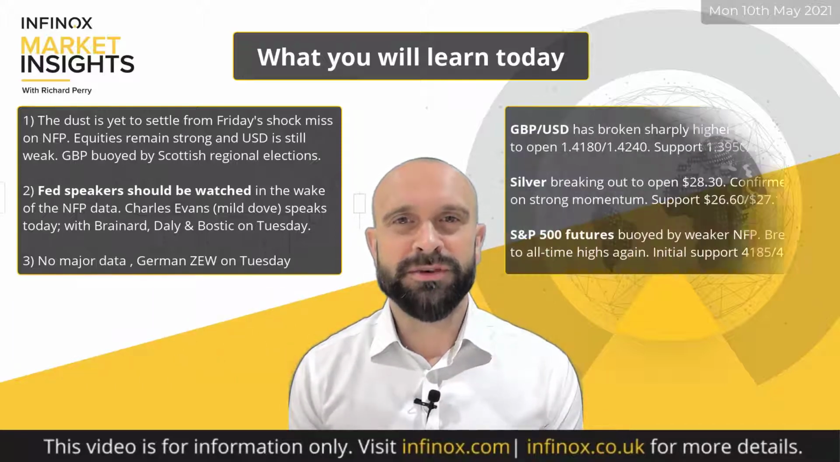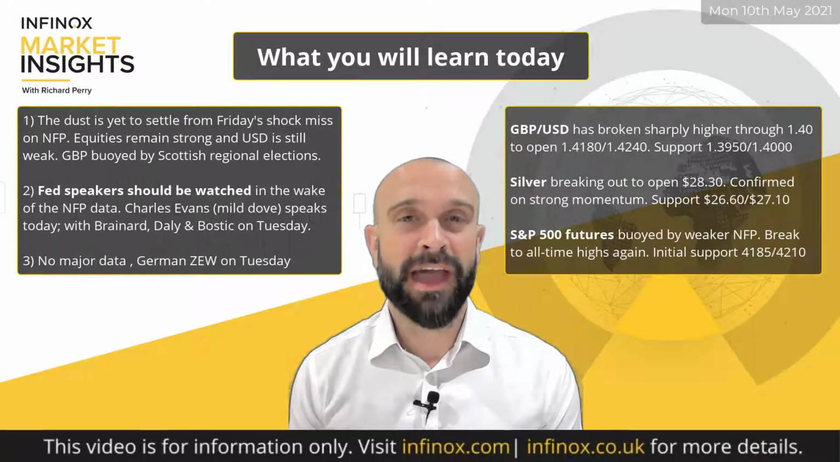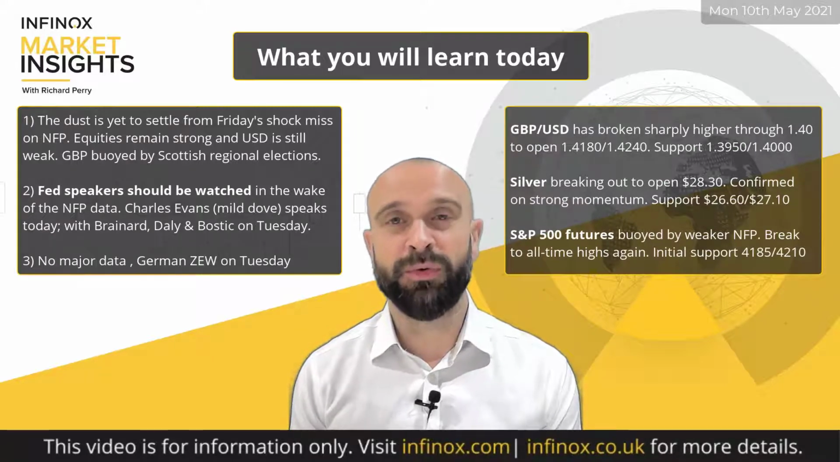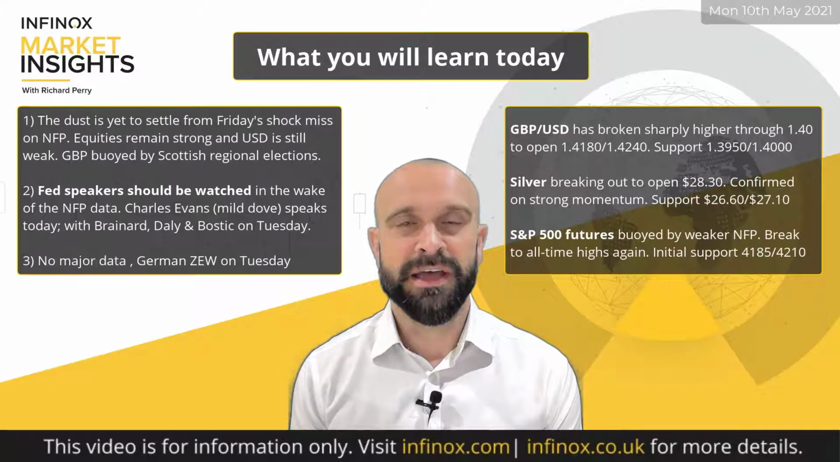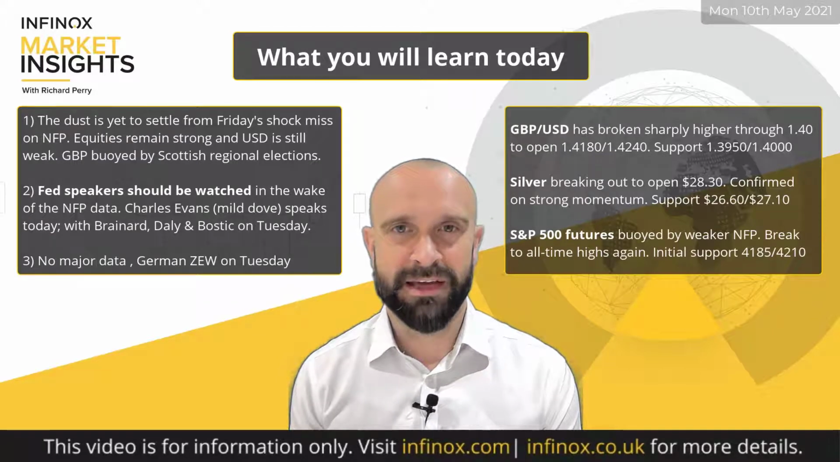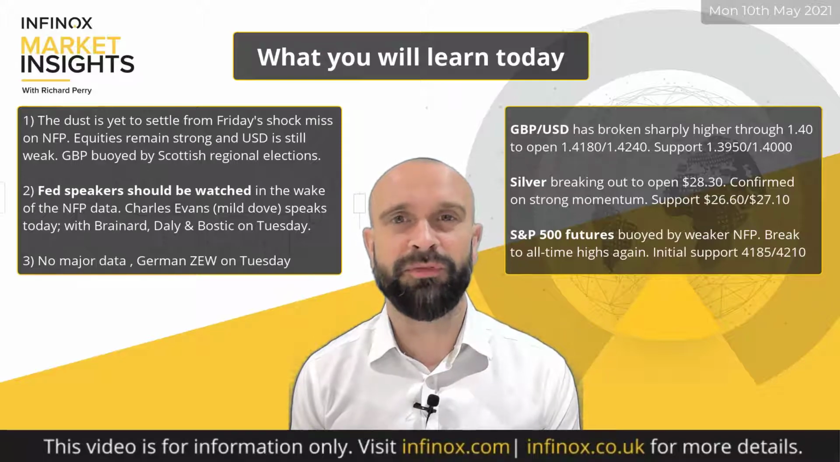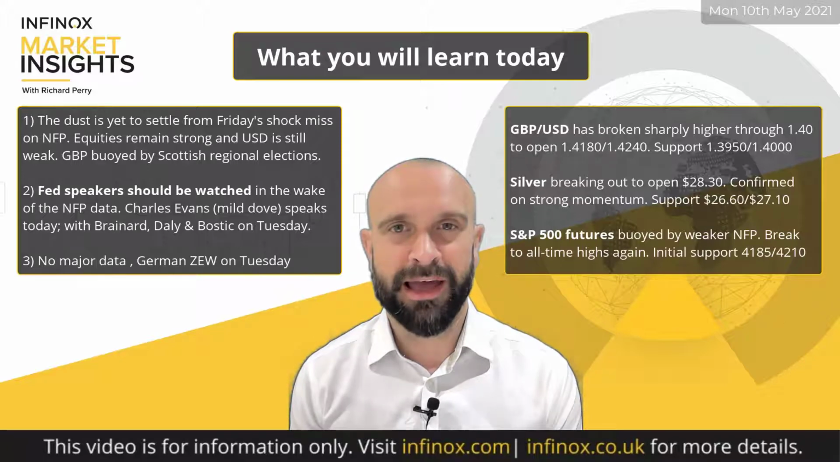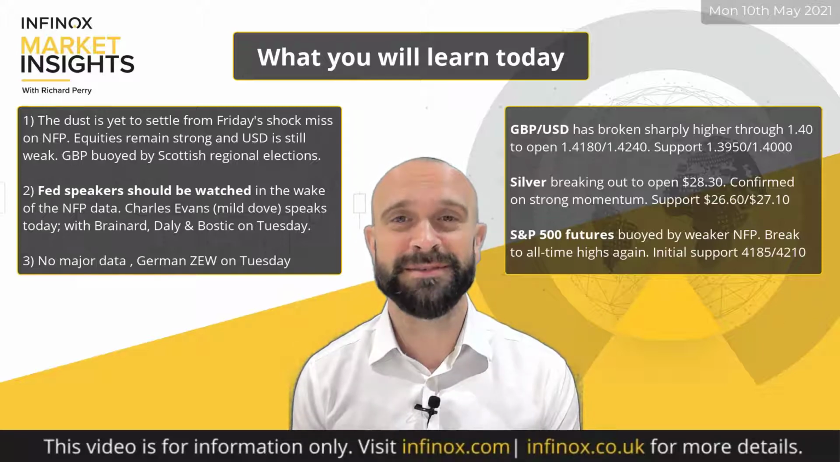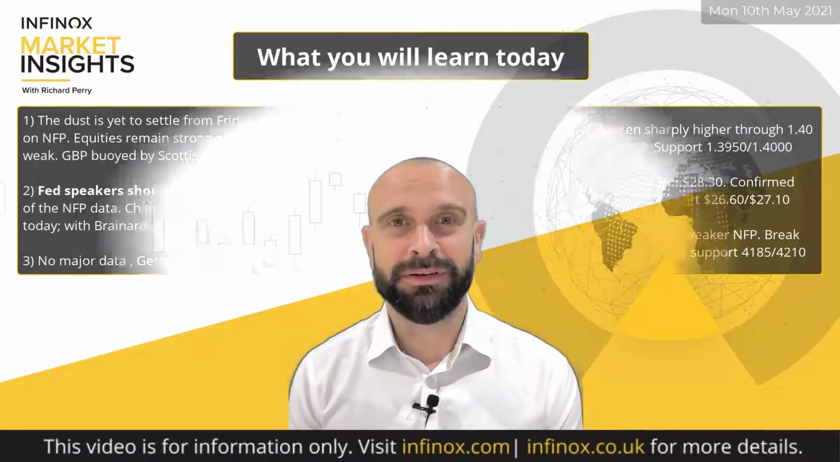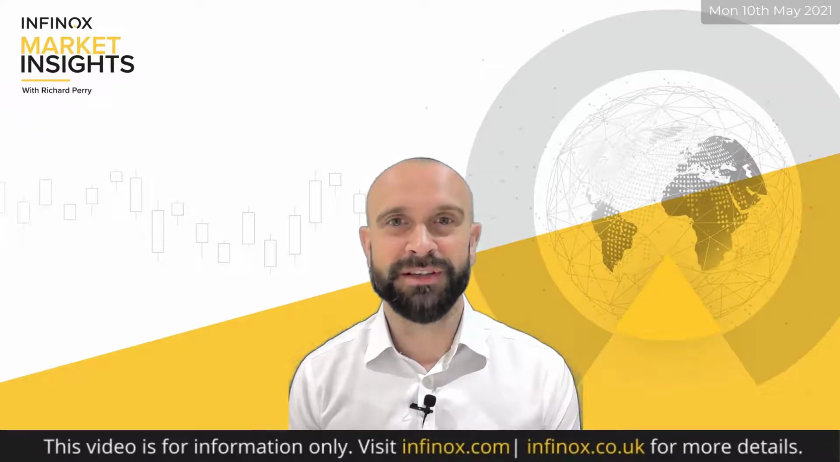Now, with regards to charts I'm looking out for today, we've got the cable breakout, which has been also driven by the Scottish independence implications of the regional election results over the weekend. And also we're looking out for a breakout on silver, looking at how far that can move to the upside. And also all-time highs on the S&P 500. Lots to think about, so let's have a look at these charts.